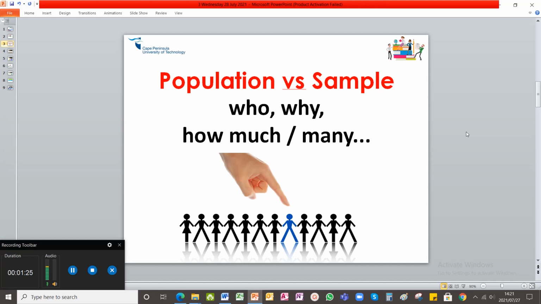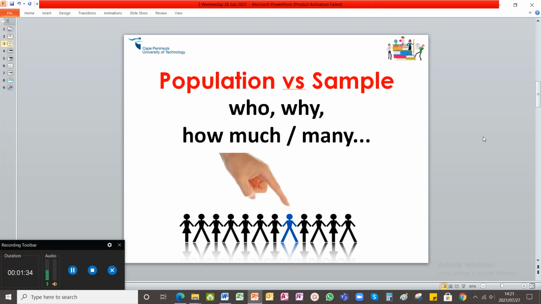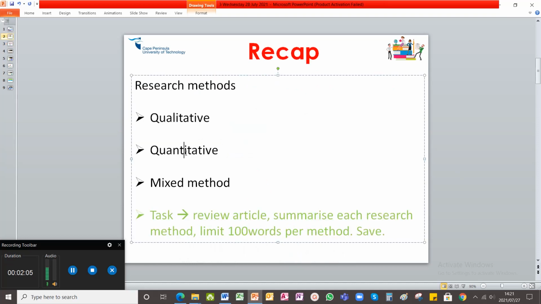So, once you have determined what type of research method you are going to use, how are you going to collect your information? You now need to find out from whom you will be collecting your information. And this is known as your population and sample. Now, your population and sample speaks to who you are going to choose, why you are choosing them, and how many. When we speak of many, we're speaking of people or things. How much, you are looking at numbers. So this, how much, would really work well with quantitative.